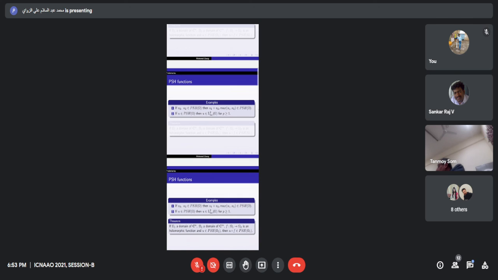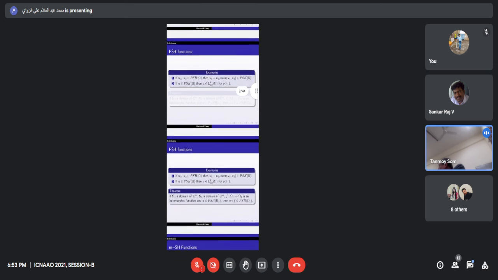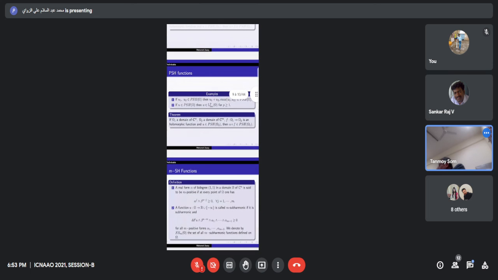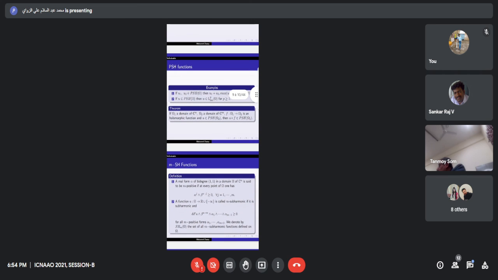And every plurisubharmonic function is in L^p_loc for p greater than 1. As another property of plurisubharmonic functions, one can see that the composition of a holomorphic function and a plurisubharmonic function is still plurisubharmonic. So one can define plurisubharmonicity on every complex manifold.